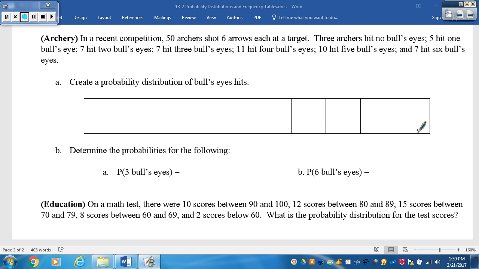Okay. So you'll want to do something like this, where we have this number of archers that hit the bullseye at different rates. So I'm going to go ahead and say number of bullseyes hit.